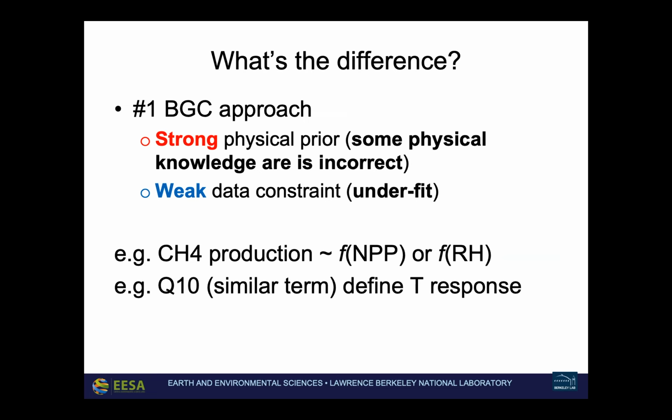You use respiration as a proxy here. And so that's why it doesn't fit. You have a very weak data constraint. Although you might have more and more data available, you just cannot easily digest it in the BGC model.